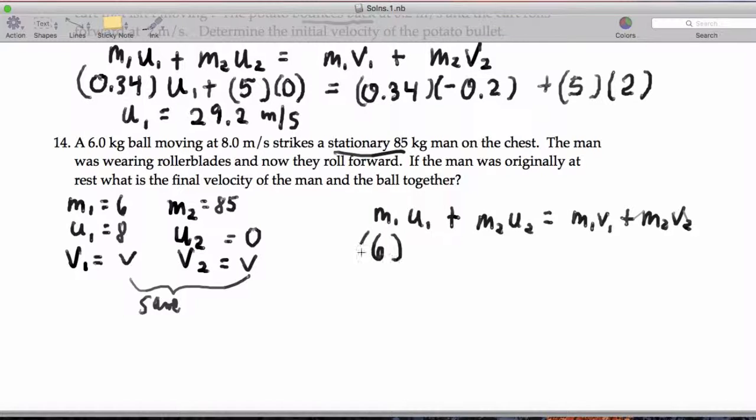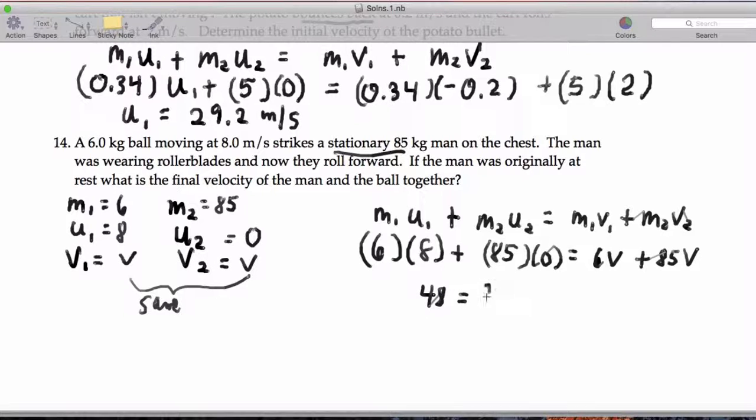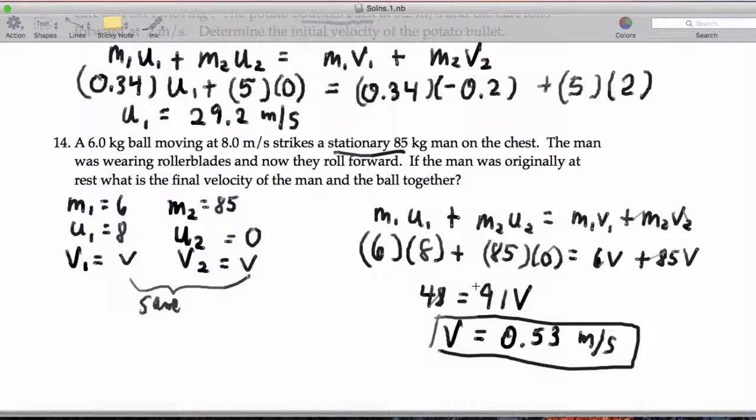So 6 times 8 plus 85 times 0 equals 6 times v plus 85 times v. So we're going to end up getting 48 equals 91 times v. And when we actually isolate, we're going to get our speed equal to 0.53 meters per second. All right, so that is the next page on the practice test.